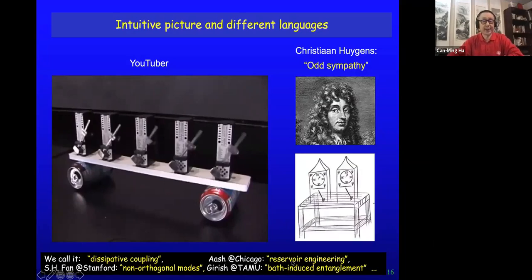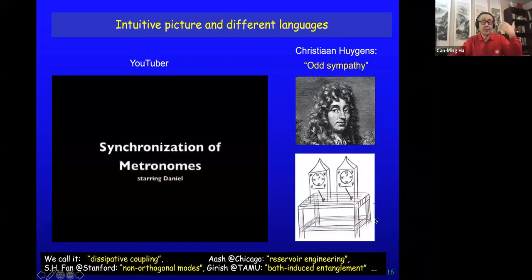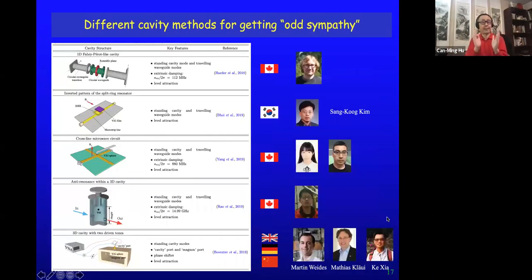In the optomechanical community, Aashish Clerk calls this effect reservoir engineering. And in the optical community, Shanhui Fan calls it non-orthogonal modes induced coupling. And in the quantum optics community, Gershon Kurizki at Texas calls it bath-induced entanglement. So these are all talking about the same type of physics, where you have two modes indirectly coupled through a common bath.